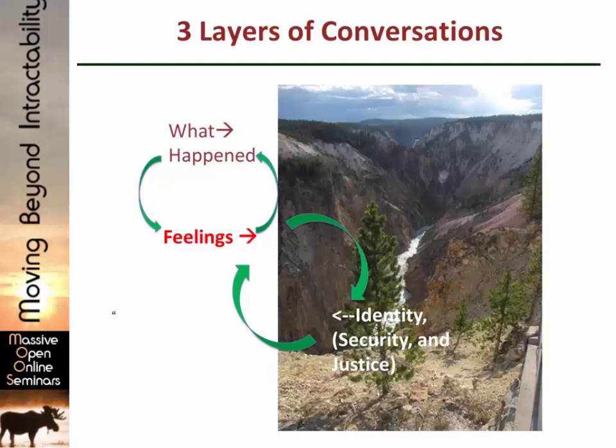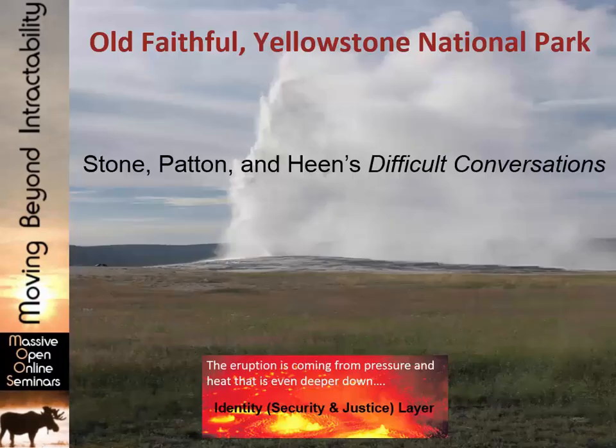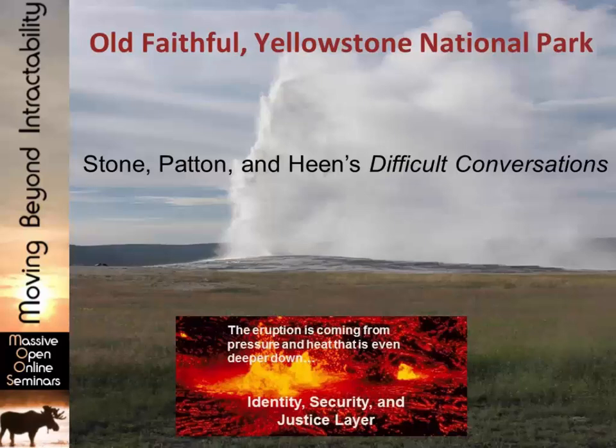And then underneath that is what they call the identity layer, and I add to that security and justice, because their notion is that when there are attacks to a person's identity, that arouses strong feelings, which influences what happens in the conversation. So their argument is that you have to start down at the identity level to stop the eruption from coming, from pressure building up. So you have to work down at the identity level to see what the affronts were to a person's identity and try to deal with them to prevent an explosion.